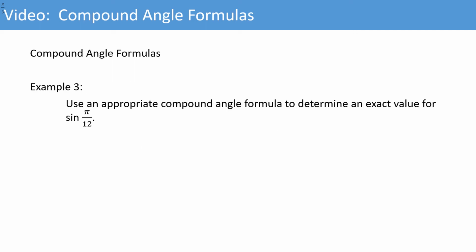Now, in example 3, let's go through this. It is one of your assignment questions. Choose an appropriate compound angle formula to determine an exact value for sine of pi over 12. When we look at this, we can see that 12 is not one of our special triangles. But perhaps we could apply one of our compound angle formulas, and then we could find the exact value. Let's take a look.